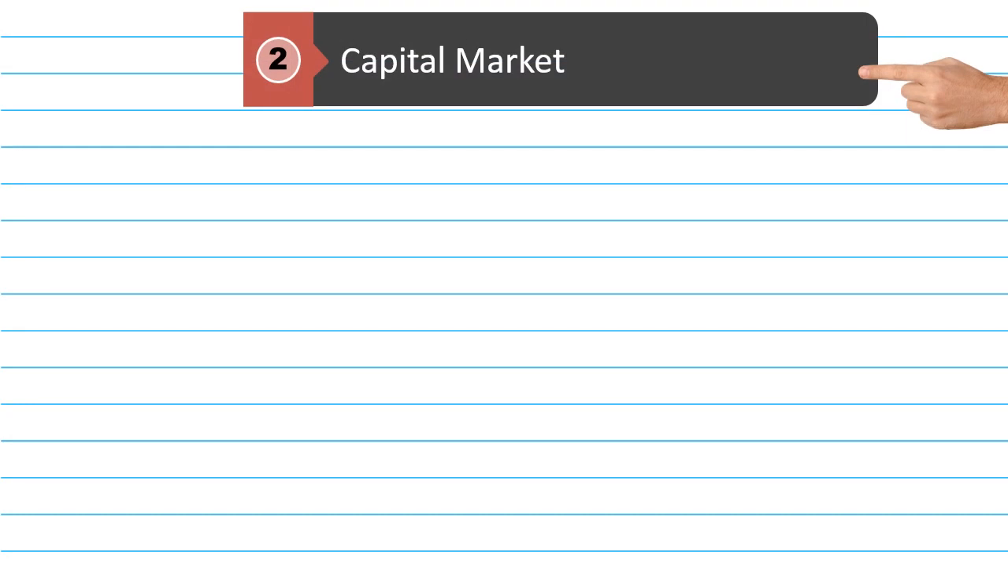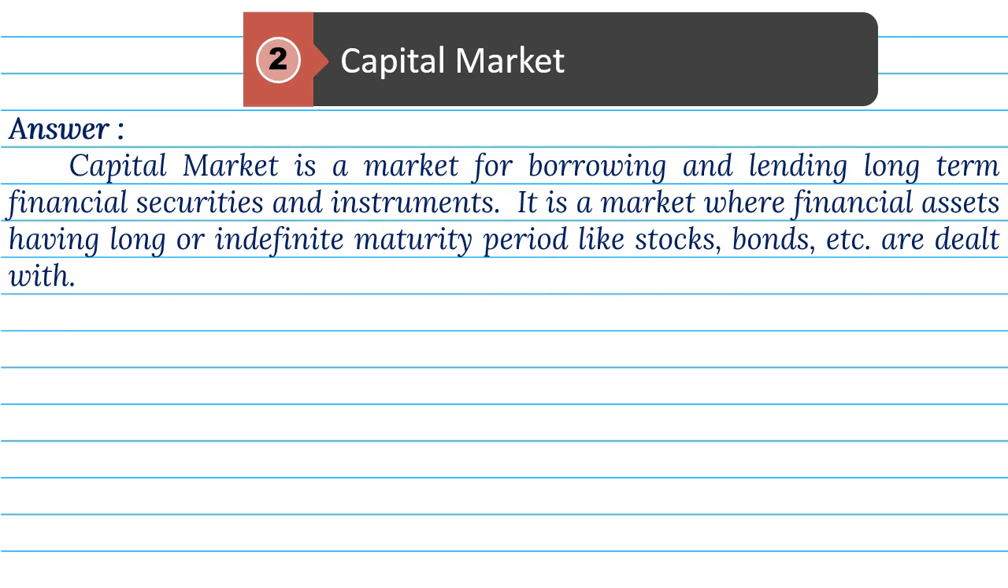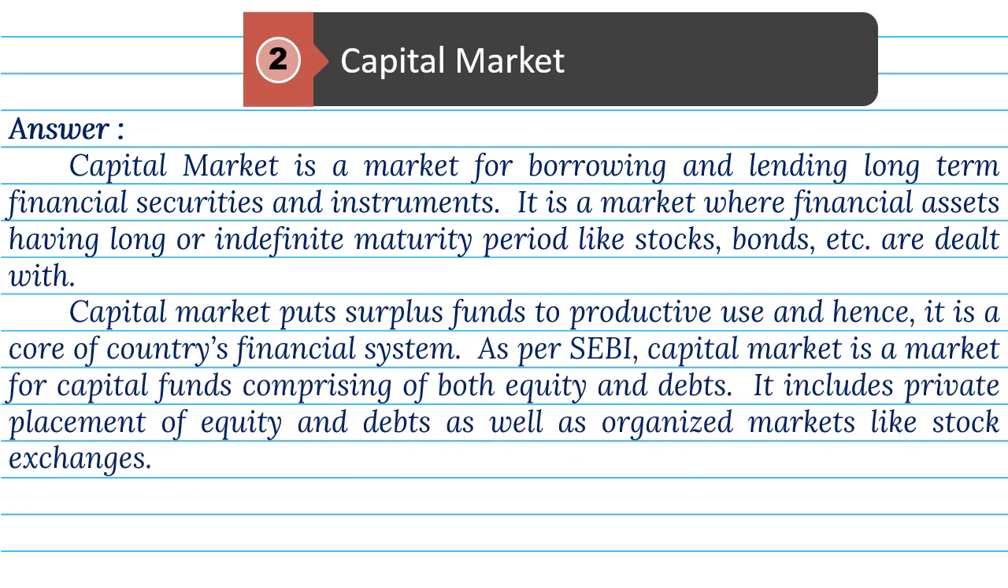2. Capital market. Answer. Capital market is a market for borrowing and lending long-term financial securities and instruments. It is a market where financial assets having long or indefinite maturity period, like stocks, bonds, etc., are dealt with. Capital market puts surplus funds to productive use, and hence, it is a core of country's financial system.